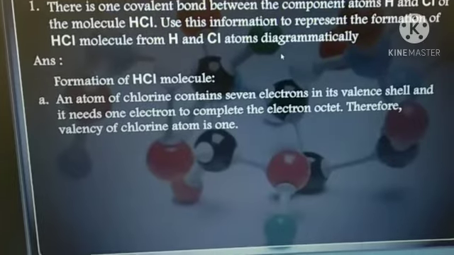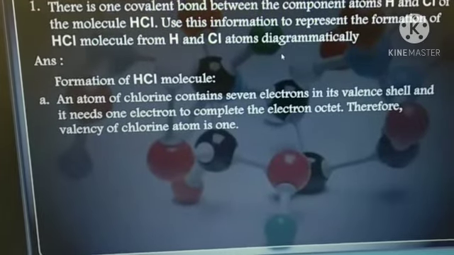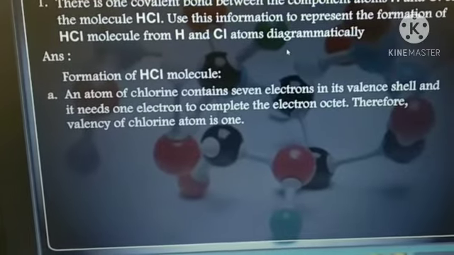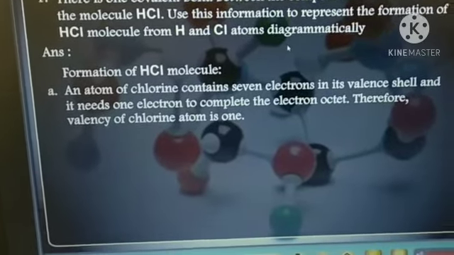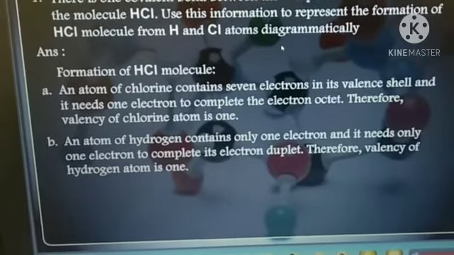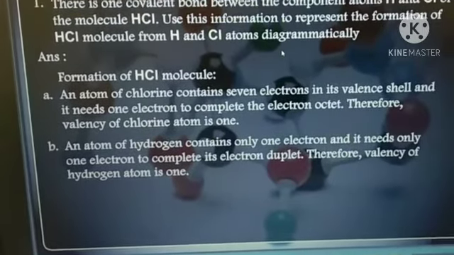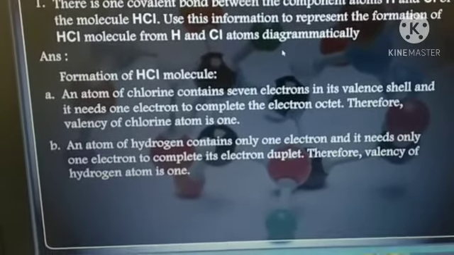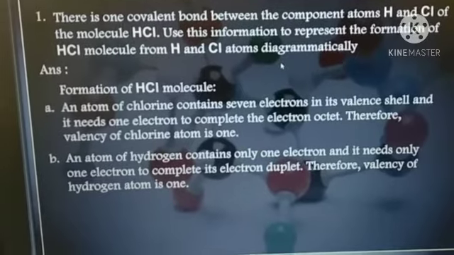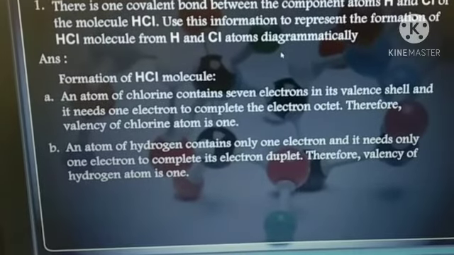An atom of chlorine contains 7 electrons in the valence shell and it needs 1 electron to complete the electron octet. Therefore, the valency of the chlorine atom is 1. An atom of hydrogen contains only 1 electron and it needs only 1 electron to complete its electron duplet. Therefore, the valency of the hydrogen atom is 1.